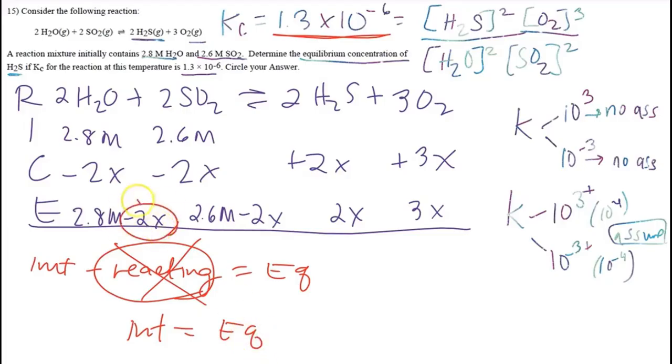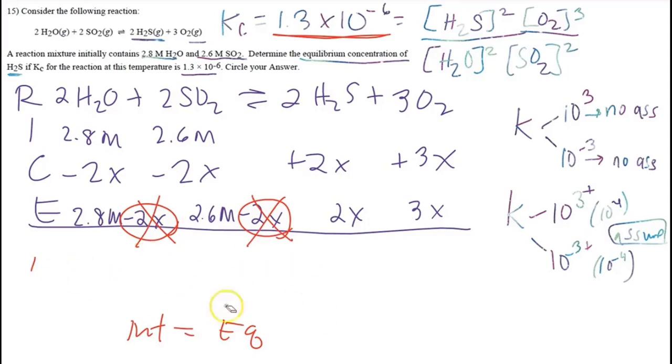And guess what? That's what we can make that assumption. If our K value is small enough, like we see here, then again, it's going to be negligible. And so because of that, our initial amount is going to equal our equilibrium amount. So we can just get rid of our minus 2x here. Even if this was plus 2x, we can get rid of that as well. Either way it goes, we're getting rid of it.